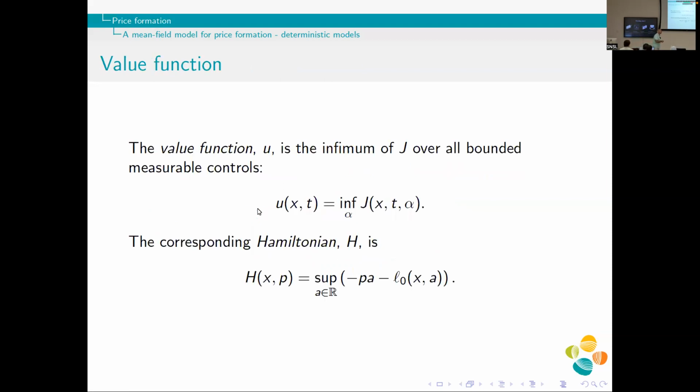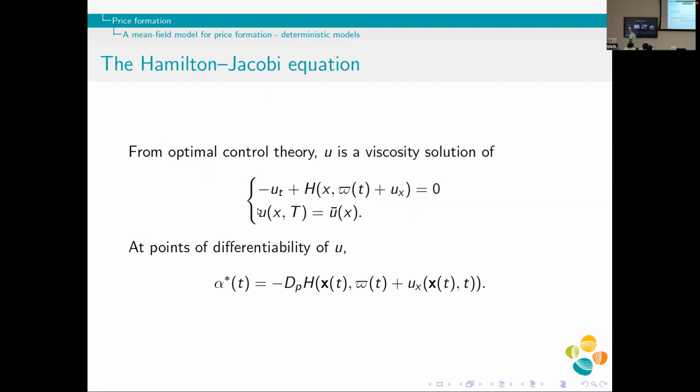Now, you have a value function, which is the infimum over all bounded measurable controls. You build a Hamiltonian, and what we know is that in fact the value function, the infimum over all controls, is a viscosity solution of the corresponding Hamilton-Jacobi equation. And in fact, there is a little bit of additional information, which is the reason why Hamilton-Jacobi equations are important, is because they give you what's called a verification criterion and give you optimal controls in feedback form.